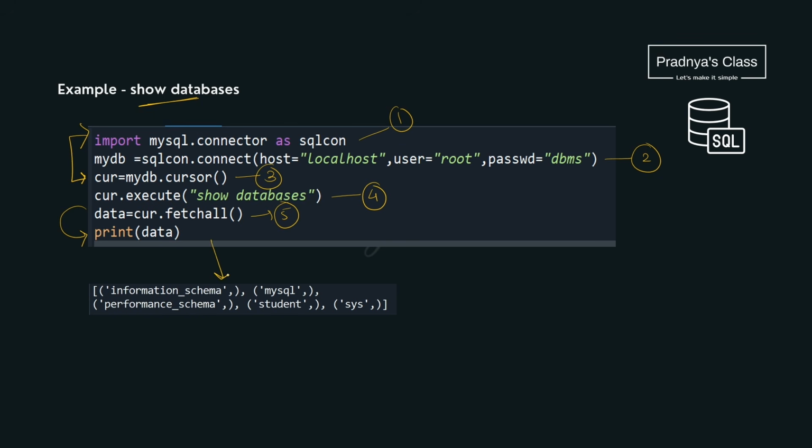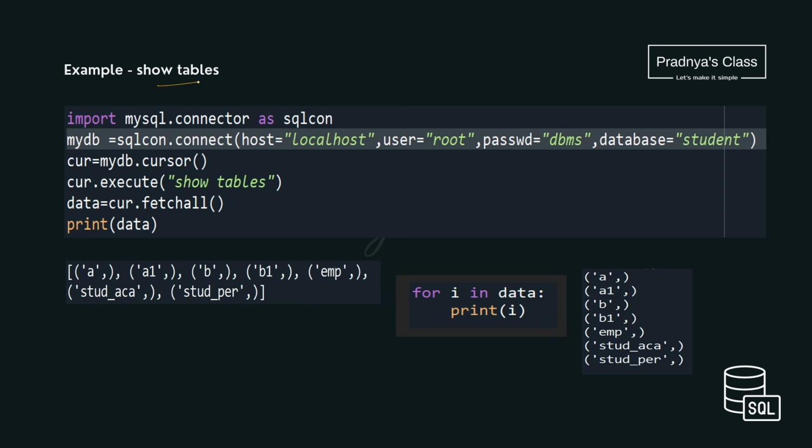So look at the output. We will get the list of tuples. It is a list of tuples of all the databases because the query is show databases. You might have noticed that the fourth parameter we skipped because we are not working on any specific database. The same concept goes with show tables. Now we cannot skip the database because the tables are in the database itself.